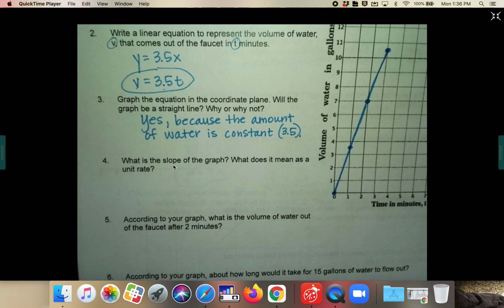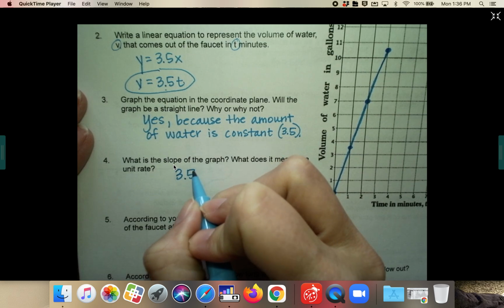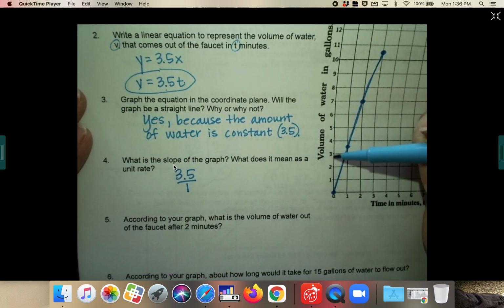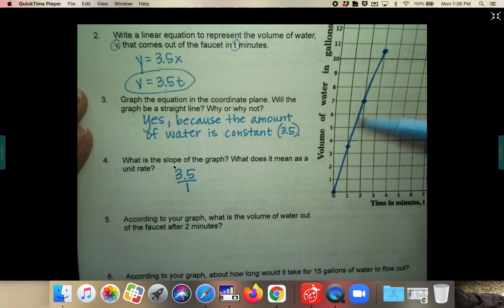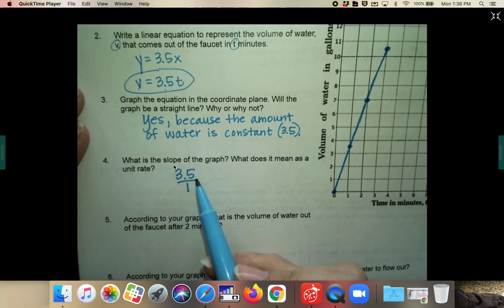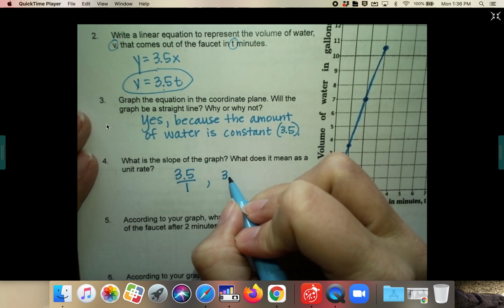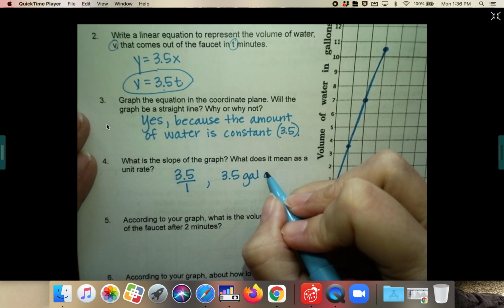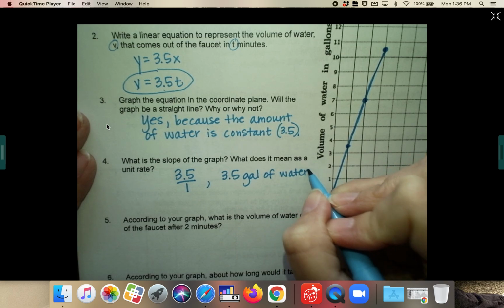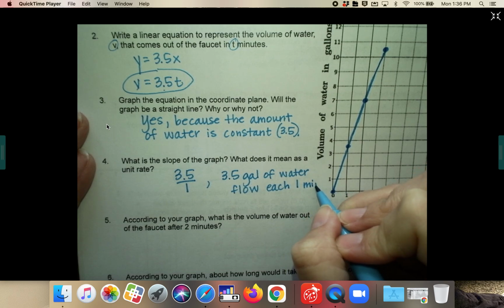So what is the slope of the graph? I hope you guessed it. It's 3.5, because that means you're going to go up 3.5 over 1. Up 3.5 over 1. Up 3.5 more over another 1. Up 3.5 over 1. So the steepness, or the slope, is up 3.5 per 1. And what does it mean as a unit rate? It means that 3.5 gallons of water flow each minute, each 1 minute.